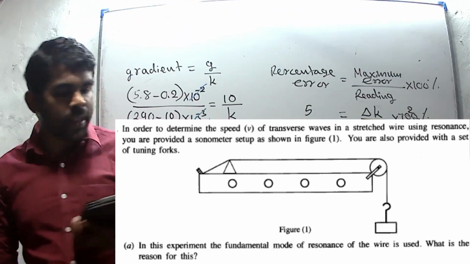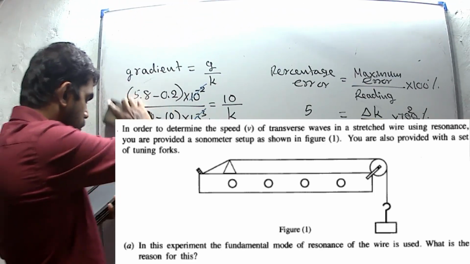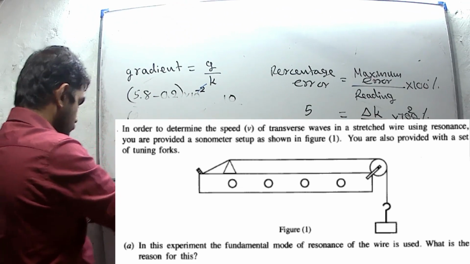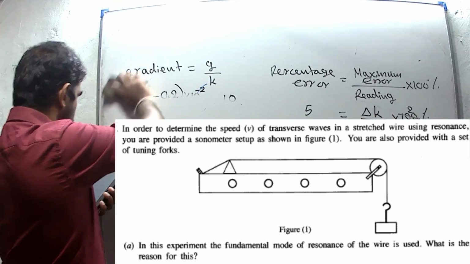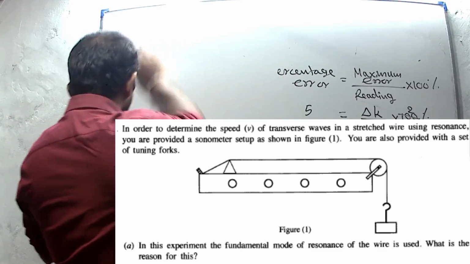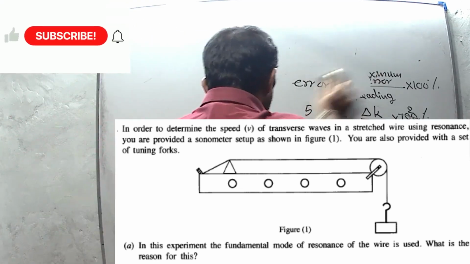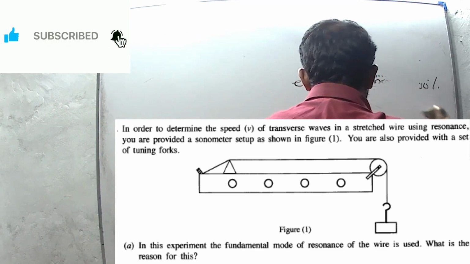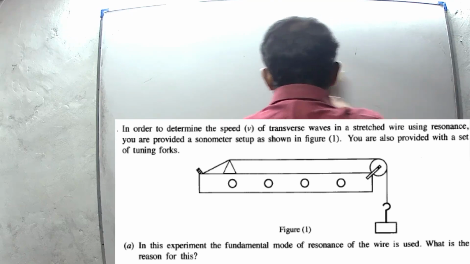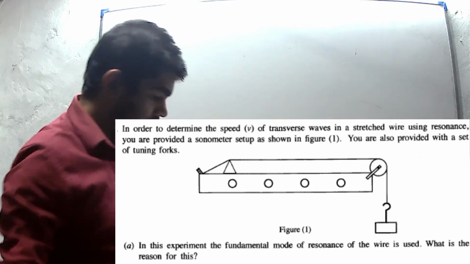In order to determine the speed v of a transverse wave in a stretched wire using resonance, you are provided a sonometer setup as shown in the figure. You are also provided with a set of tuning forks. Part A.